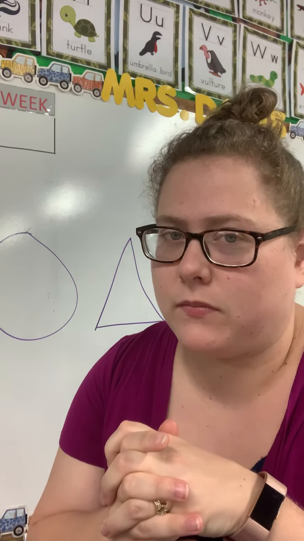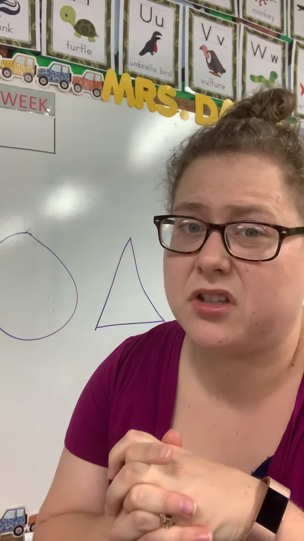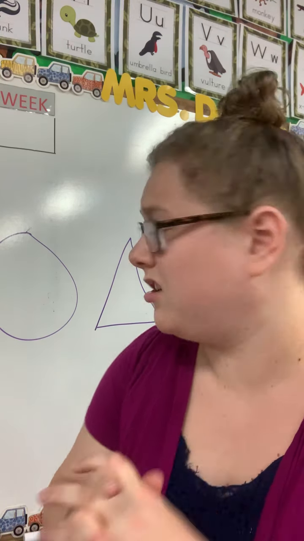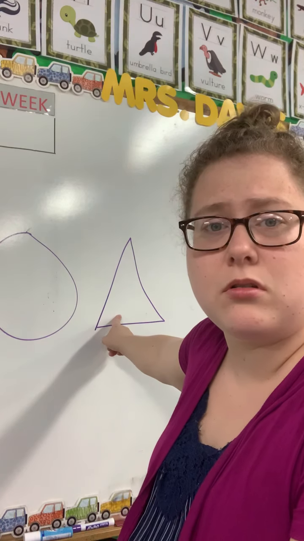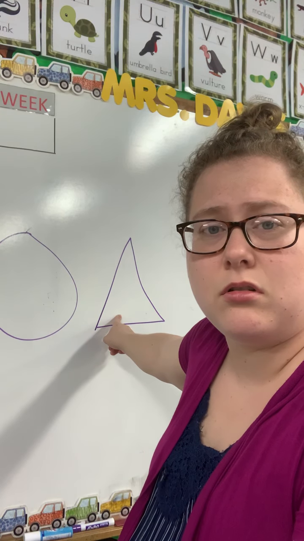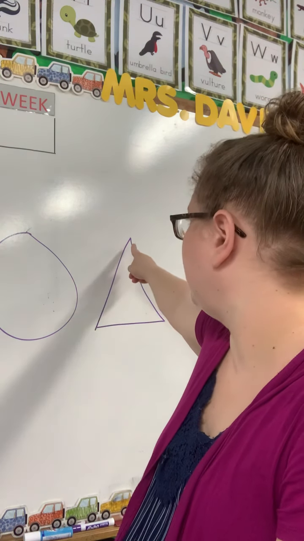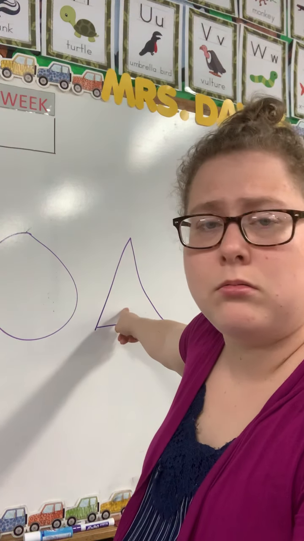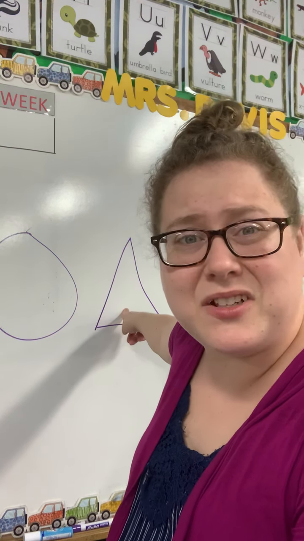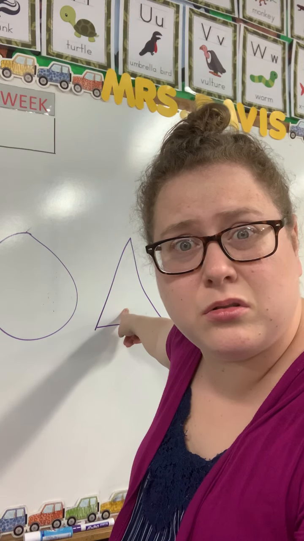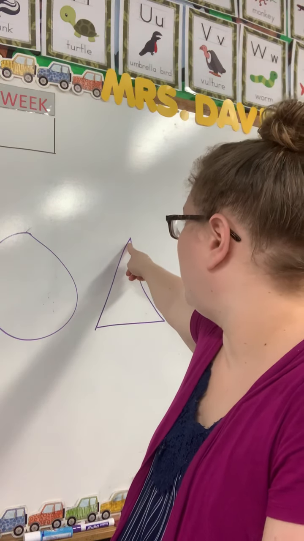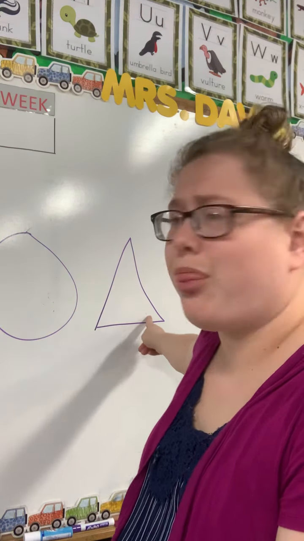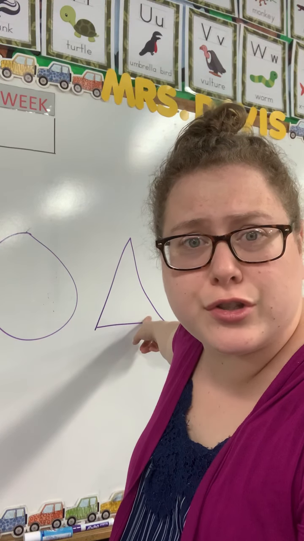Okay. Now, you help me with the circle. Do you see this shape? How it has a point? It's a triangle. Because it has 1, 2, 3 corners.